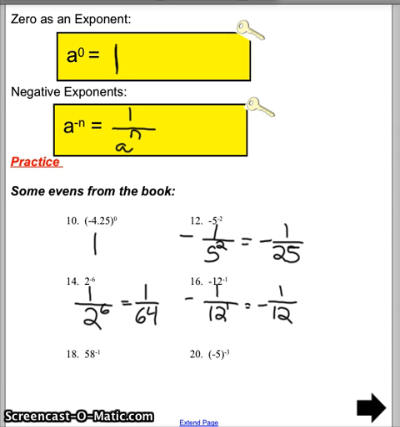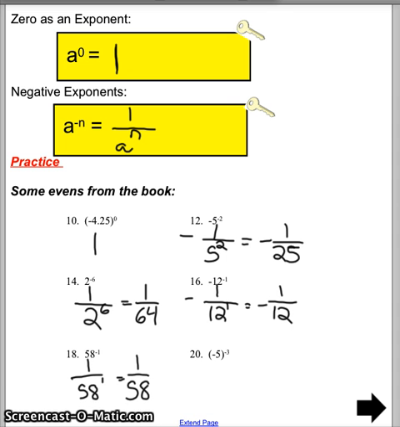All right, 58 to the negative 1. So again, I see that negative exponent. I know I'm going to be moving it down to the denominator. So I'm going to have 58 to the first power down in the denominator. I'm going to put a 1 on top. Again, just like we finished discussing, anything to the first power is just that number. So we get 1 over 58.